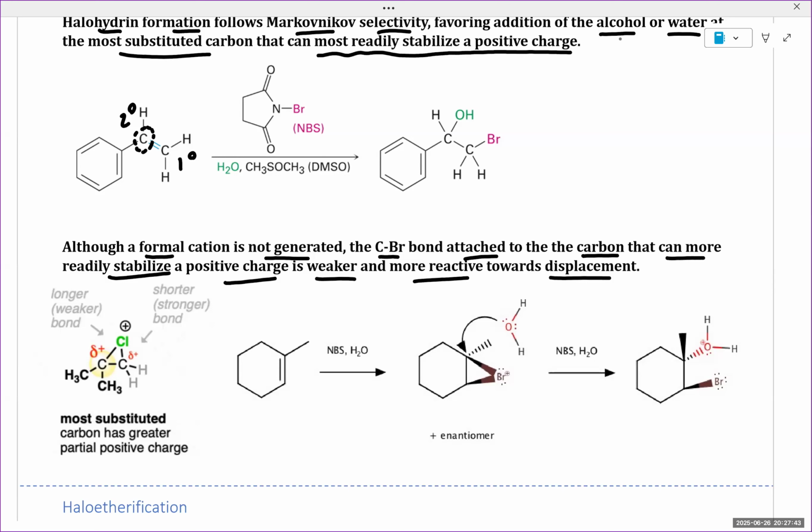So as you can see here, if we compare the primary versus the tertiary position, the more substituted tertiary position can more readily stabilize a partial positive charge, and thus we observe it has a longer, weaker bond. For example, here, if we have a choice between a tertiary and secondary position, attack and opening of the bromonium occurs selectively at the more substituted tertiary position because this carbon-bromine bond is weaker.